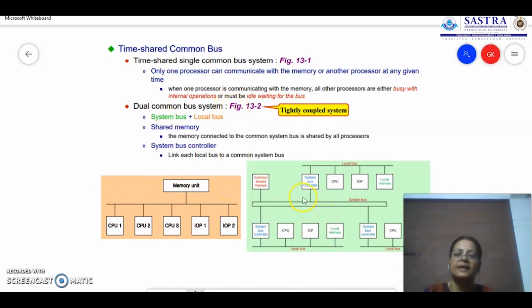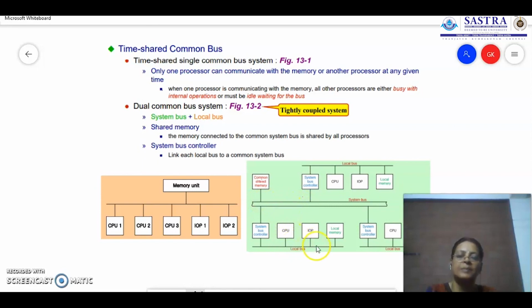If you observe this diagram, we have a common system bus and a common shared memory. This shared memory is going to be communicating with the CPU here, IOP here, and here also we have CPU, IOP, CPU. So all these processors and IO processors will have a common shared memory. Apart from this common shared memory, if we observe separate clusters, here we have the CPU and IOP, and these processors can have their own local memory. And if the CPU wants to share the common memory, it can establish a communication by means of a system bus controller. The purpose of the system bus controller is to provide a connection between the common shared memory connected to the system bus and the local bus.